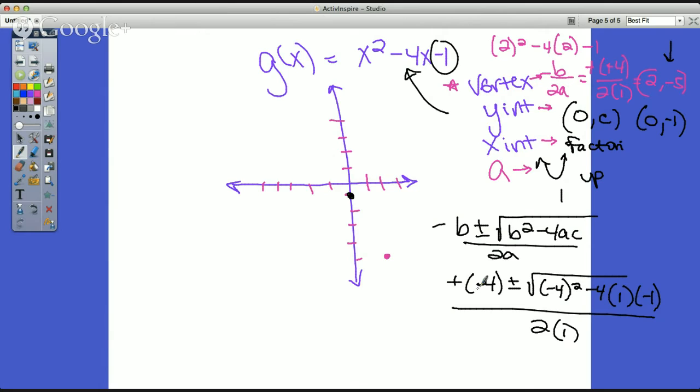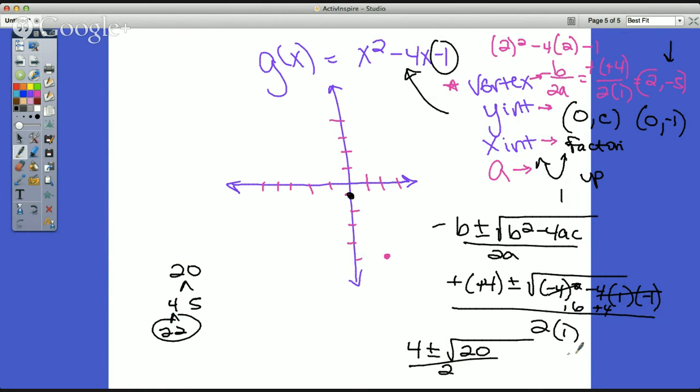So when I simplify this, I should get 4 plus or minus the square root, and this should be 16. This should be 4, so 16 plus 4. So 4 plus or minus the square root of 20, all over 2. And if I were to simplify the square root of 20, I could use one of my charts here to get 4 and 5, 2 and 2 to get a little pair of 2's to the outside, to get 4 plus or minus 2 square roots of 5 all over 2.